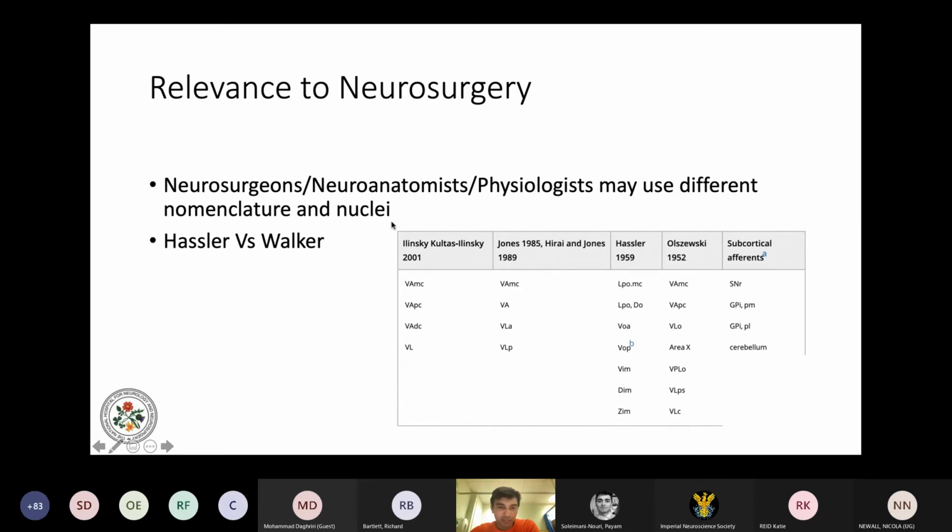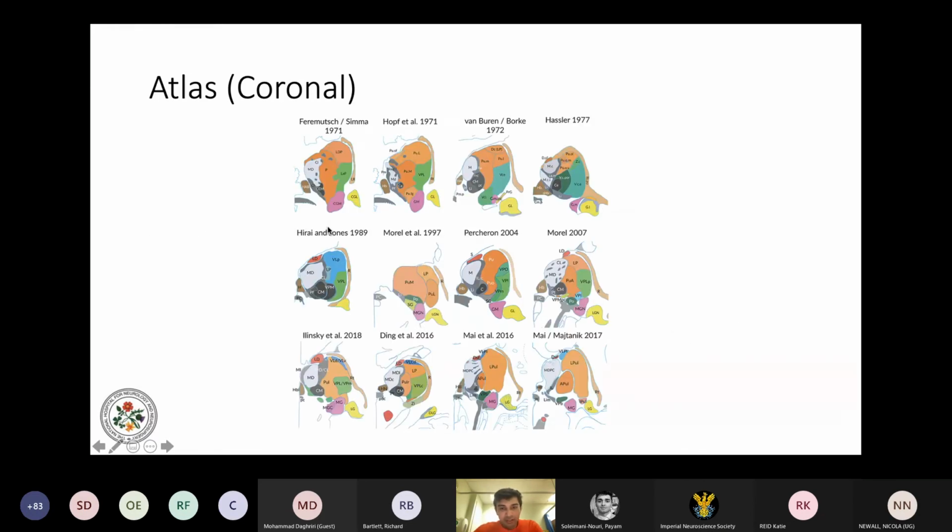Clinicians tend to use ones with these kinds of terms, the Hassler ones, and physiologists and anatomists tend to use the ones that we've used. Again, this just illustrates the complexity of thalamic nuclei. The ones we use fit more with these models: lateral posterior, pulvinar, medial geniculate, lateral geniculate nucleus, reticular. But as you can see, one can classify it in a number of ways.